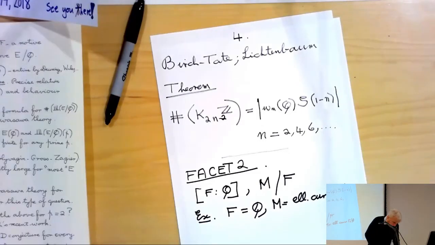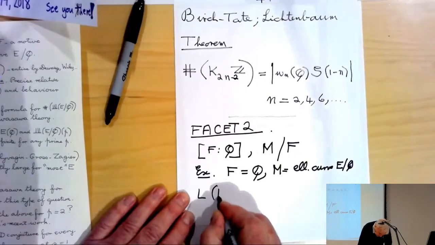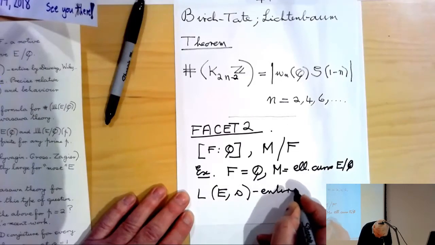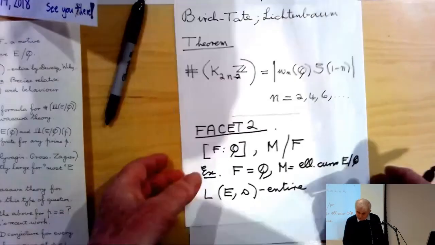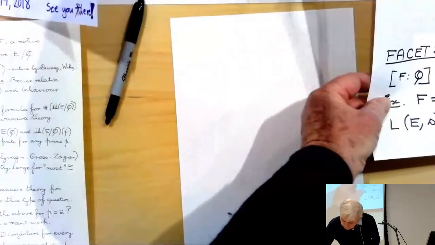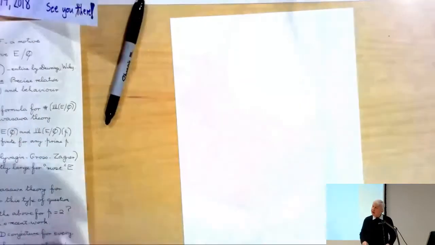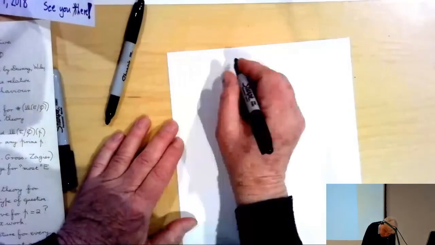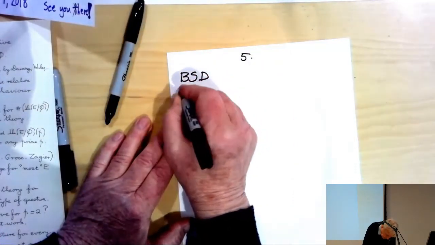Now, of course, our elliptic curve has a complex L-function, L_E(s), which is entire. This is, of course, in the CM case, the theorem of Deuring, and in the non-CM case, the theorem of Wiles. And then we have the celebrated conjecture of Birch and Swinnerton-Dyer, which I'm not going to state precisely, BSD.